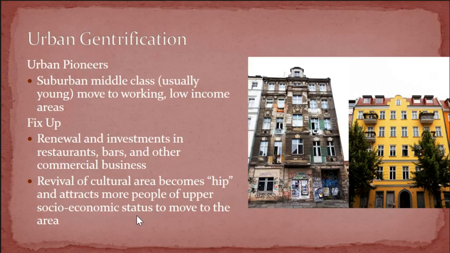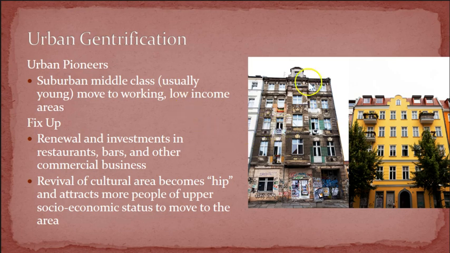Now, the other thing that you see is urban gentrification. And urban gentrification is where you have these people that are called urban pioneers. They're usually young, suburban, middle class couples. They move to working low income areas. It doesn't have to be couples, actually. It's anybody. So they move to working low income areas, and then they fix up buildings.